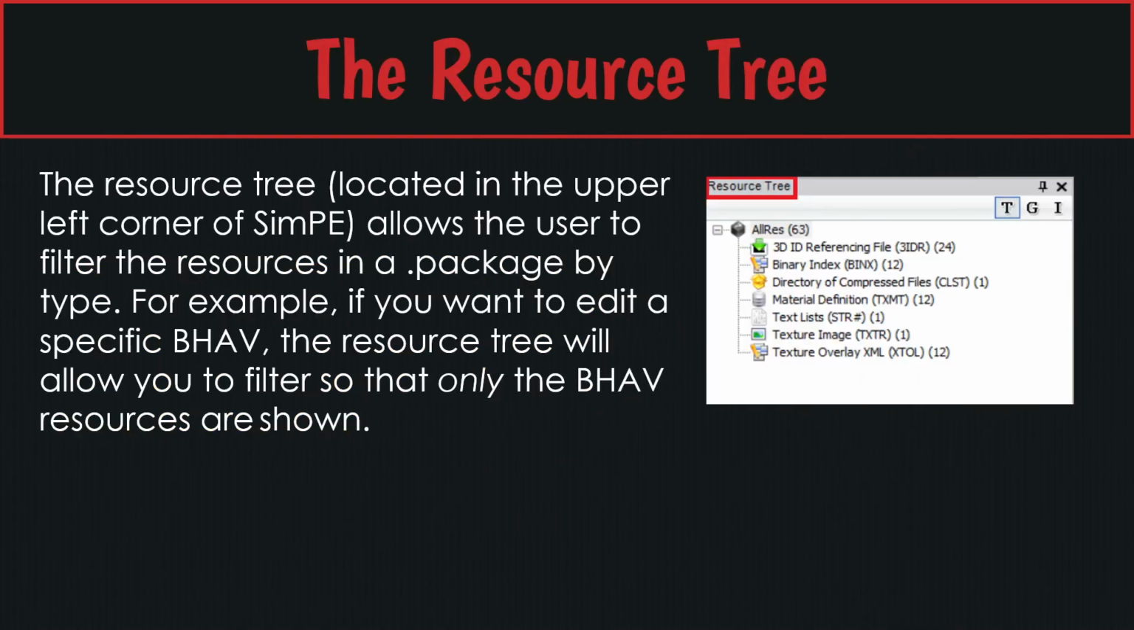So how is SimPE organized? How is SimPE put together? I think the most important parts are the resource tree, the resource list, and the action pane. So we're going to have a look at each of these. The resource tree, located in the upper left corner of SimPE, allows you to filter resources in a package by type. For example, if you just want to look at all of the behaves, you select the behave resource in the resource tree and it's just going to filter all of those in the resource list.